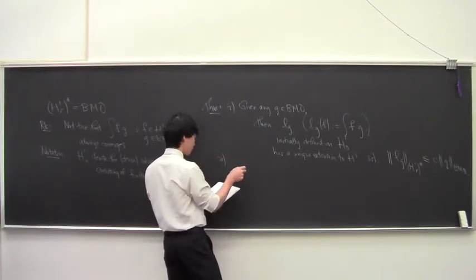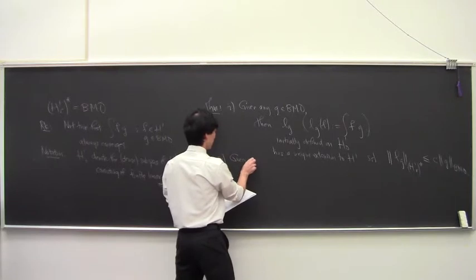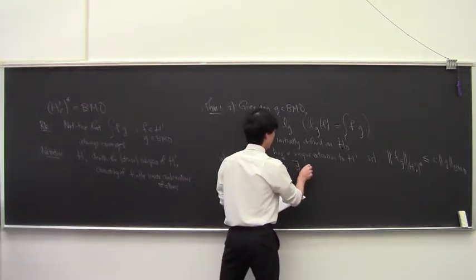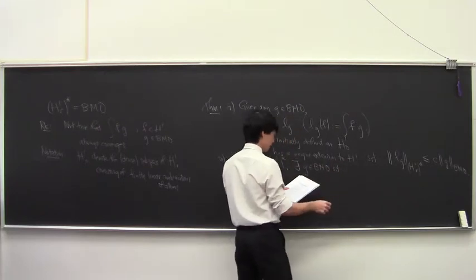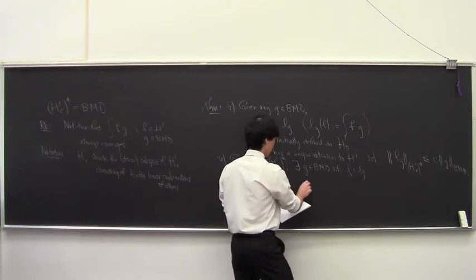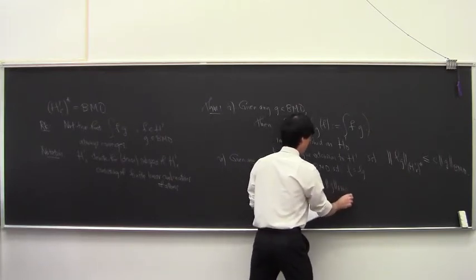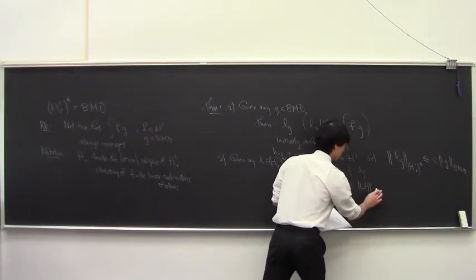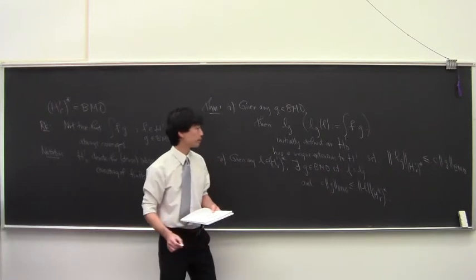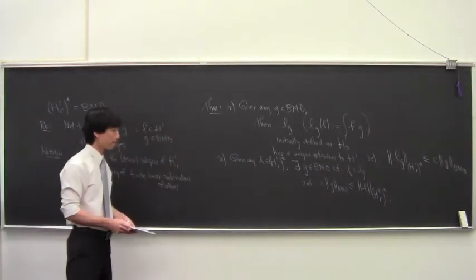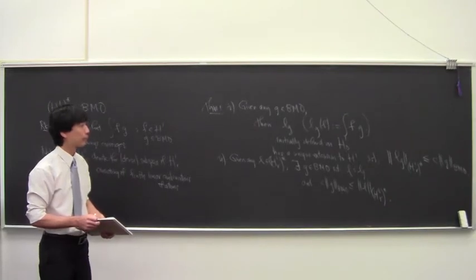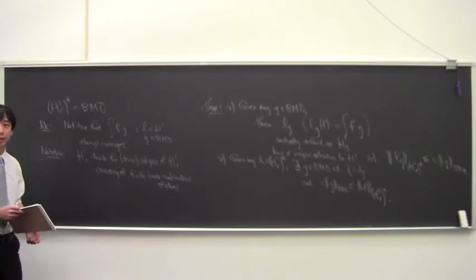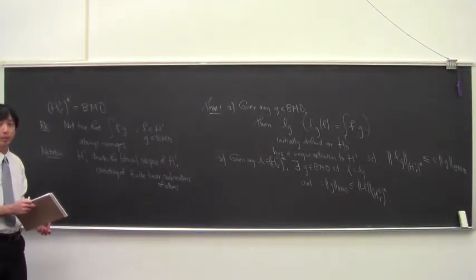And conversely, given any L in H1 star, there exists a G in BMO such that L is L_G and the BMO norm of that function is controlled by the H1 star norm of L. So it is in this sense that H1 star can be identified with BMO. Any questions?